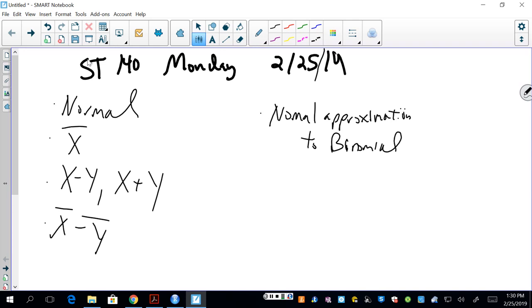So last time we looked at the normal distribution as a probability distribution, calculating tail areas, calculating areas between points, z-scoring things, finding percentiles, and converting back to the scale. Today we're going to spend a little more time with the normal distribution and using it in different ways.